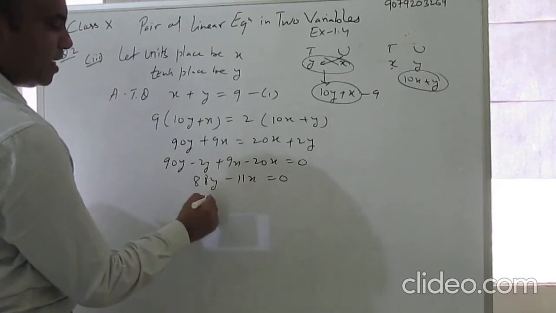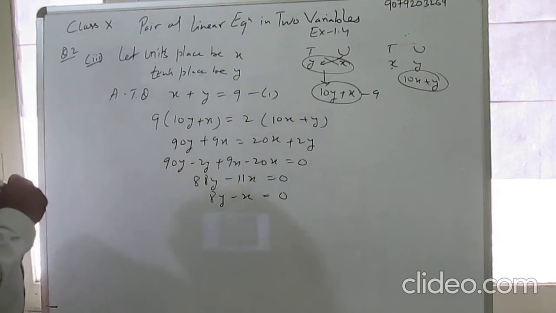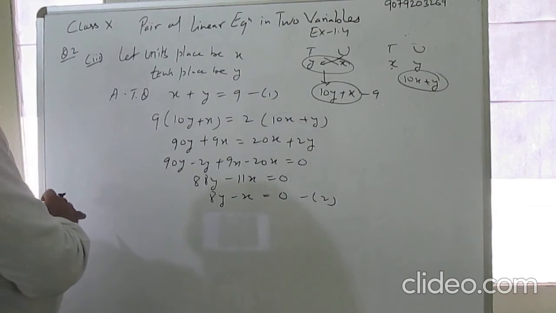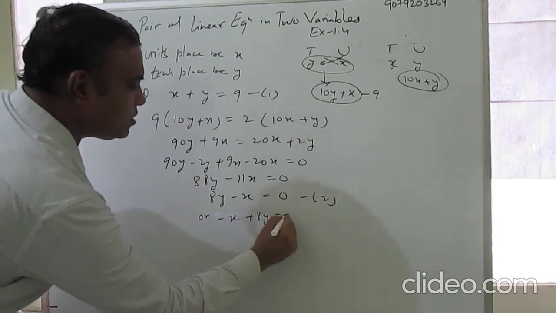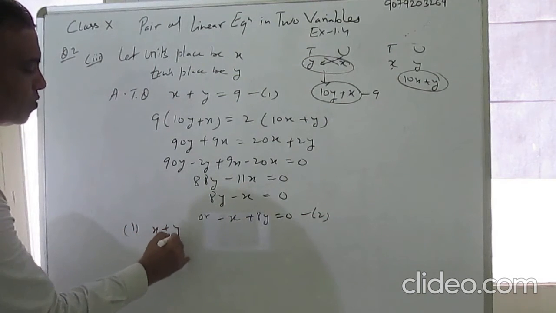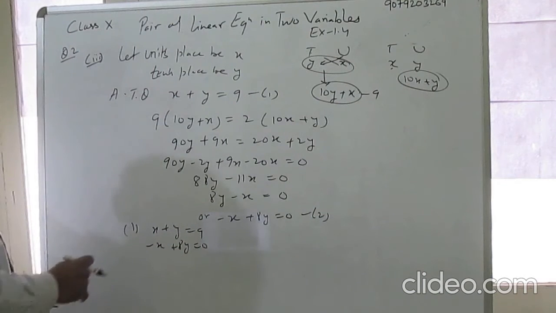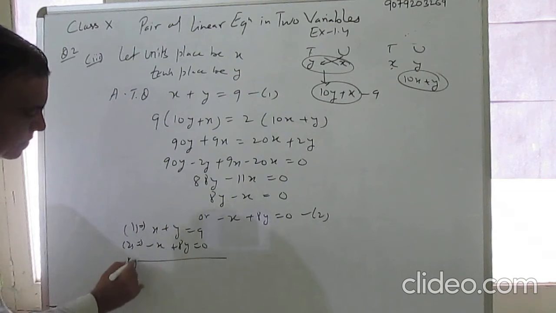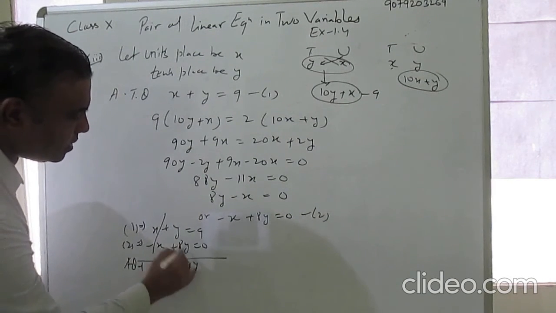Divide by 11, you will get 8y minus x is equal to 0. Now this is equation 2 and this is equation 1. You see that इसको रीराइट करके अपन ऐसे भी लिख सकते हैं, minus x plus 8y is equal to 0. Now what is equation 1? X plus y is equal to 9, minus x plus 8y is equal to 0. Signs are different, so add it. If you add it, x cuts, 9y is equal to 9.